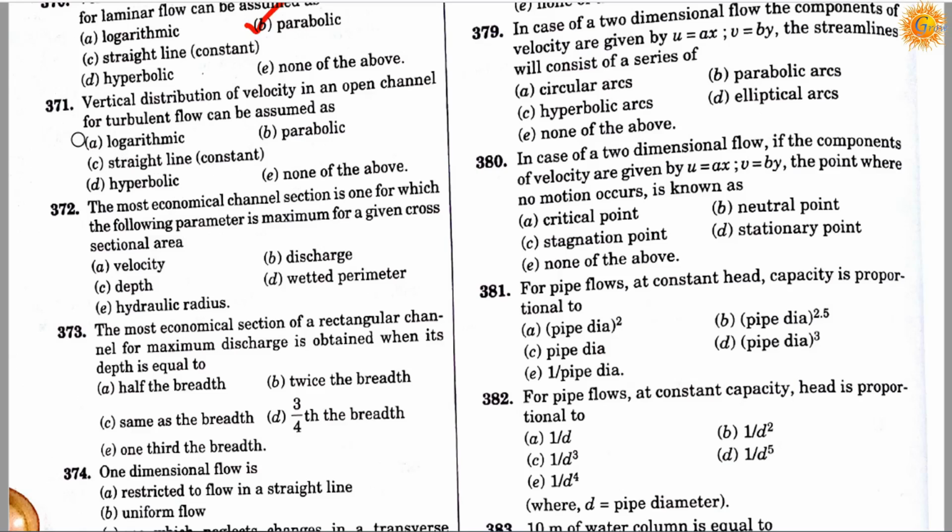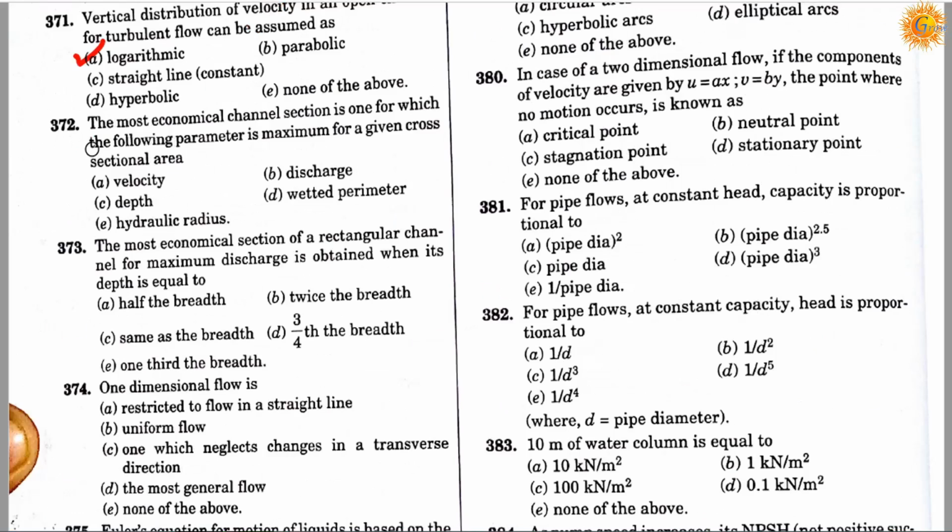Question number 371. Vertical distribution of velocity in an open channel for turbulent flow can be assumed as: option A, logarithmic; option B, parabolic; option C, straight line constant; option D, hyperbolic; option E, none of the above. So correct answer is A. It will be logarithmic.